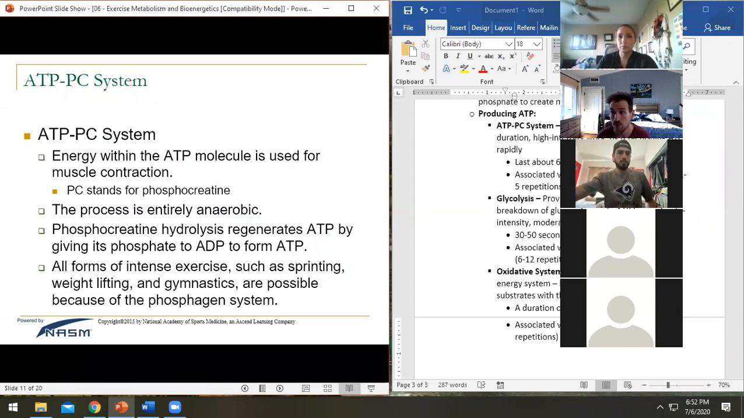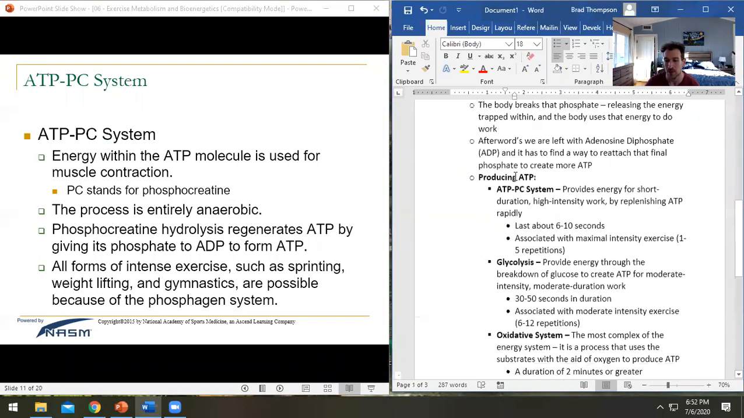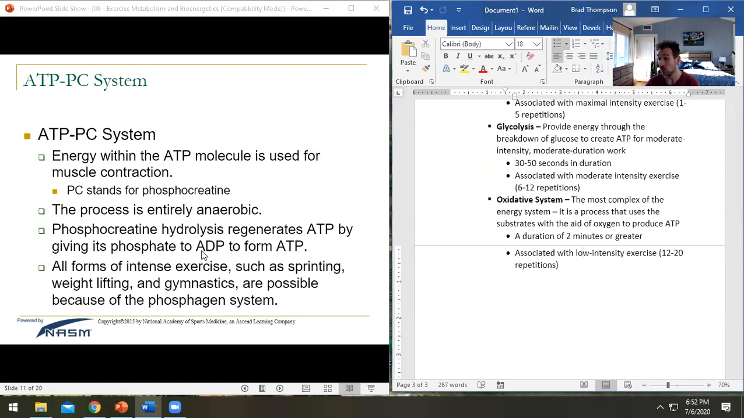All right, so let's look at how to train these systems, right? Let's talk about how we can actually do all this. So we've looked at ATP, we've looked at producing ATP. Let's go back through the systems here and look at how training affects them, which we've verbally been talking about this whole time, but let's get it into our notes. So the ATP-PC system. The energy within the ATP molecule is used immediately for a muscular contraction. So you're left with this little phosphocreatine afterwards, right?